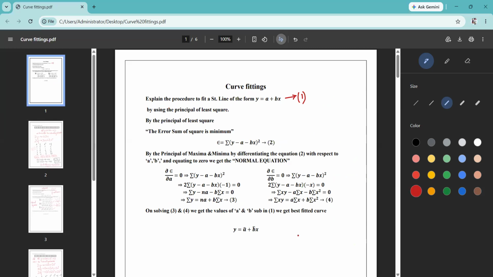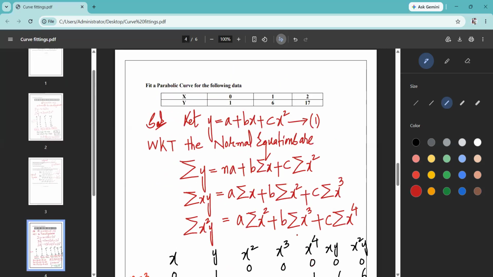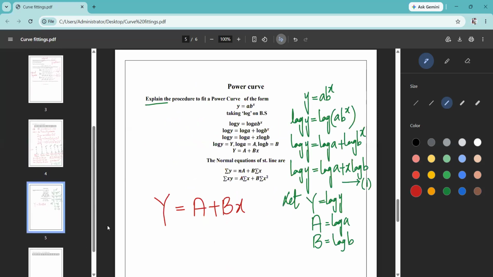We know that the normal equations of the straight line are: summation capital Y is equal to small n into capital A plus capital B into summation x. Same thing: summation capital X into capital Y is equal to capital A into summation x plus capital B into summation x square. The same normal equation we have to use for this power curve, and moreover for the exponential curve also, the same concept. So here we have to write it directly.